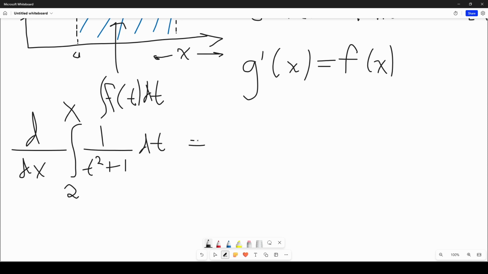So, using the first fundamental theorem, we know that g prime is actually just equal to f applied to x, which is going to be 1 over x squared plus 1. This is just as simple as replacing t with x here. Now, the examples will get a little bit more complicated once we go over the second fundamental theorem.